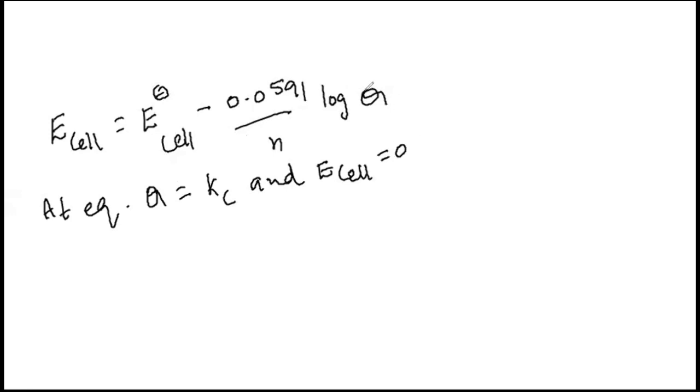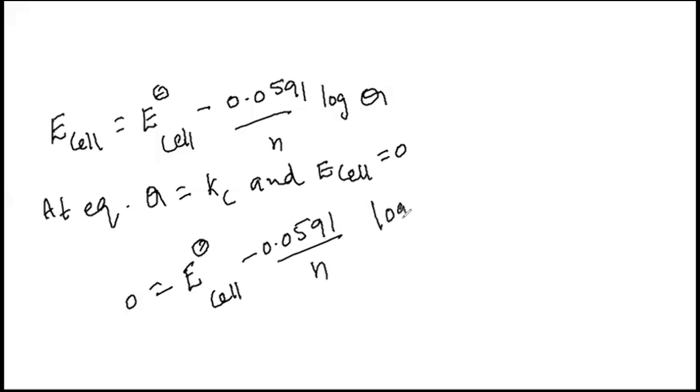The E cell will become zero only. This equation I can write as 0 minus E naught cell minus 0.0591 by n log Kc. Now, from this I am going to calculate the log Kc value.